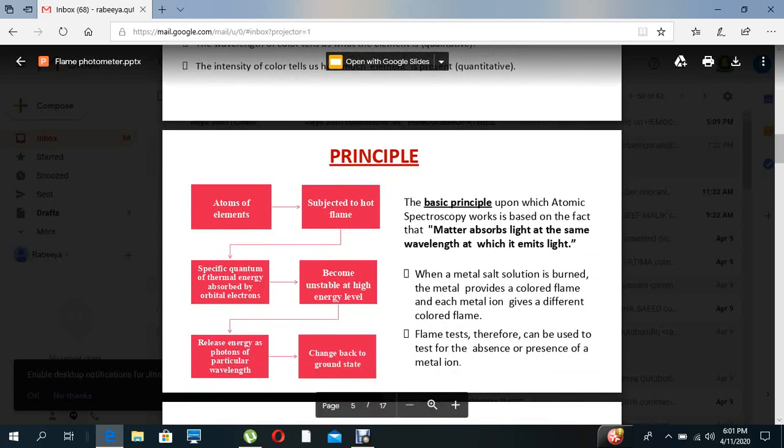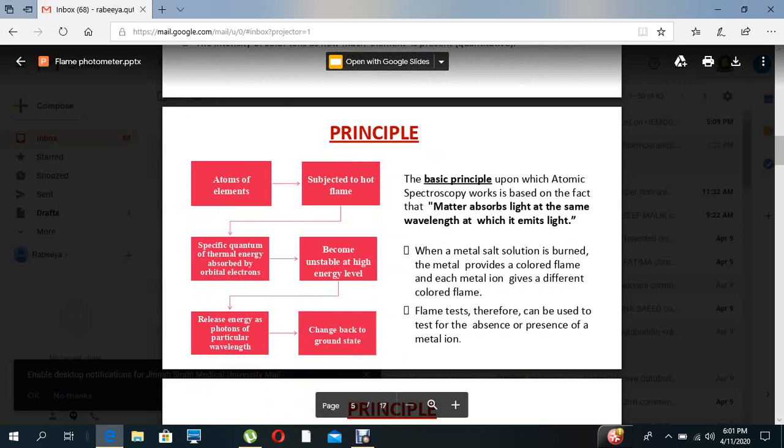The basic principle upon which atomic spectroscopy is based is the fact that matter absorbs light at the same wavelength at which it emits light. When a metal salt solution is burned, the metal provides a colored flame, and each metal ion gives a different characteristic colored flame. The flame test can therefore be used to test for the absence or presence of a metal ion.